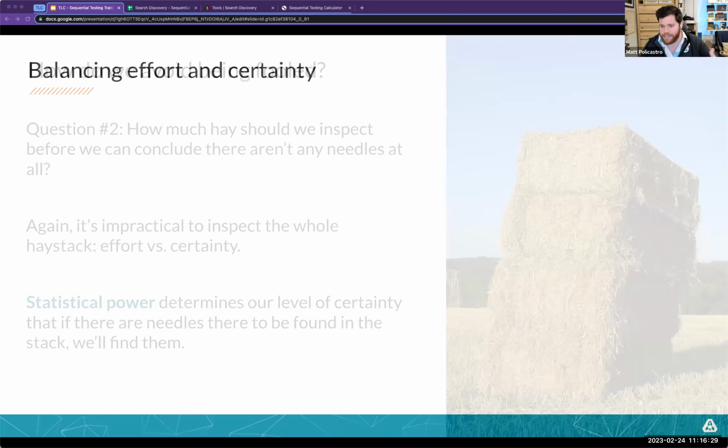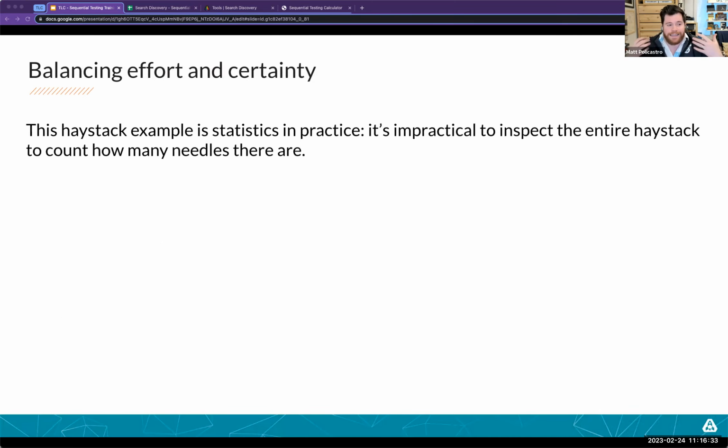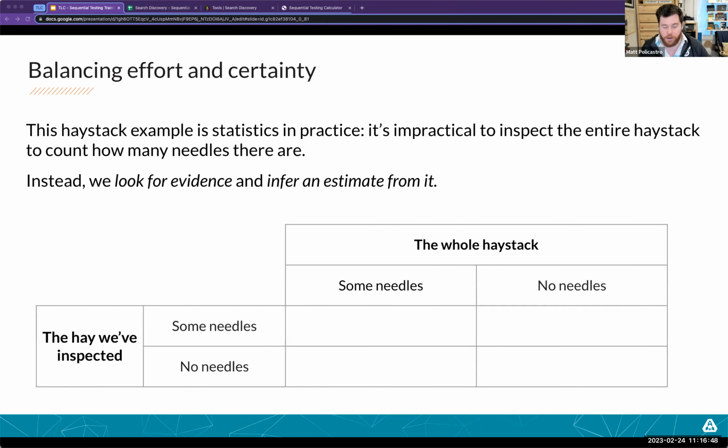So why am I obsessing so much about a hay bale or a farm full of hay bales? Again, this haystack example is statistics in practice. It is impractical for us to inspect the entire haystack to count how many needles there are. So instead, we are looking for evidence and we are inferring estimates from it. And so I want to introduce us to a little chart here, which is that there's kind of these two different slices of reality. Reality is the realm of these empty cells in the middle here, and there's different slices or different perspectives we can have on that.